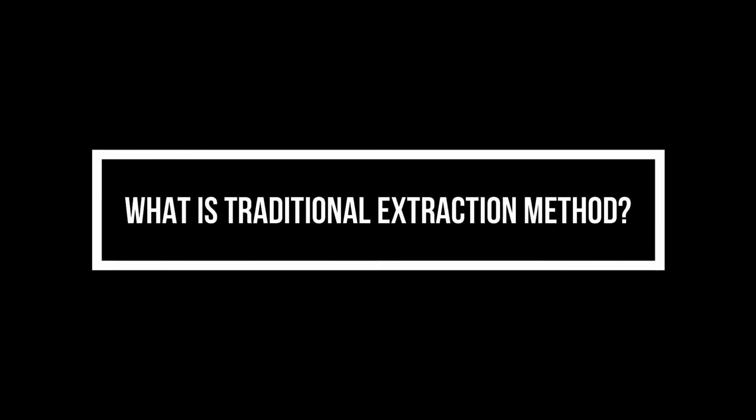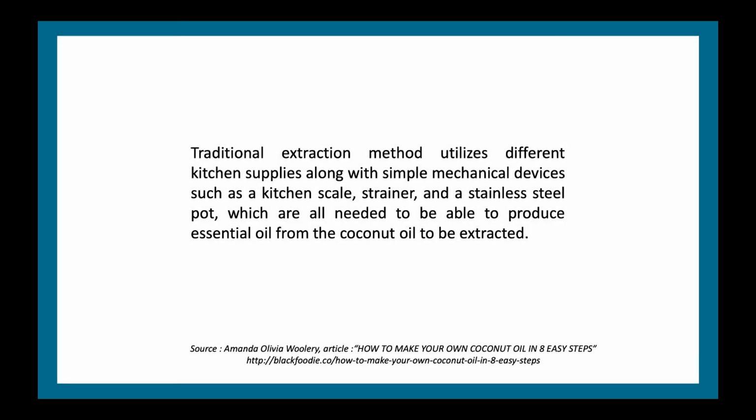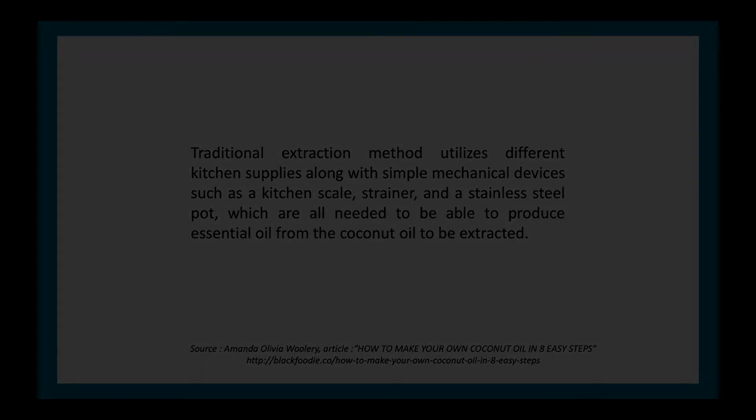What is the traditional extraction method? The traditional extraction method utilizes different kitchen supplies along with simple mechanical devices such as a kitchen scale, strainer, and a stainless steel pot, which are all needed to be able to produce essential oil from the coconut oil to be extracted.